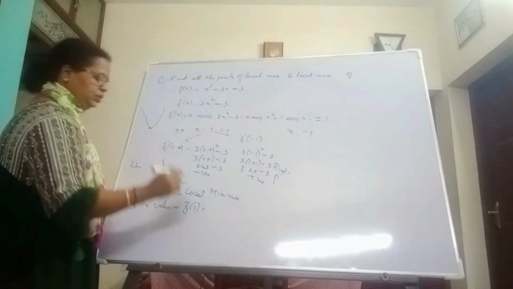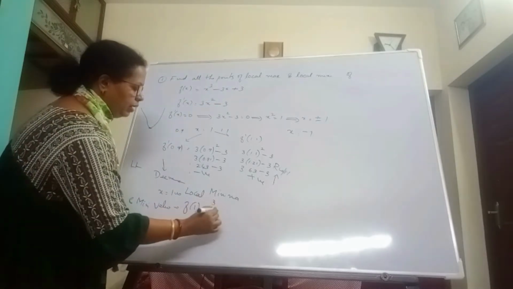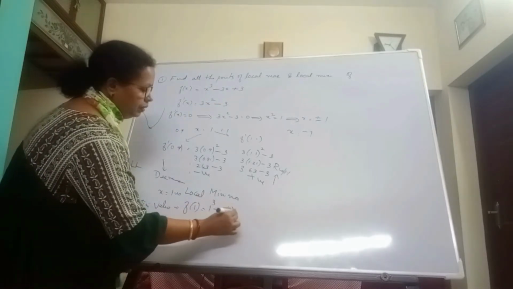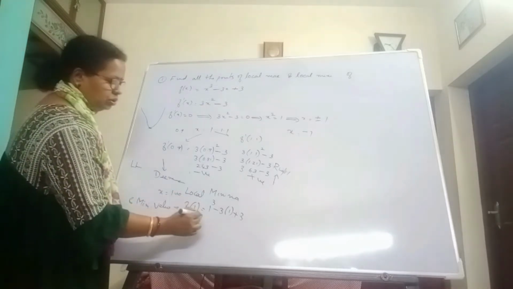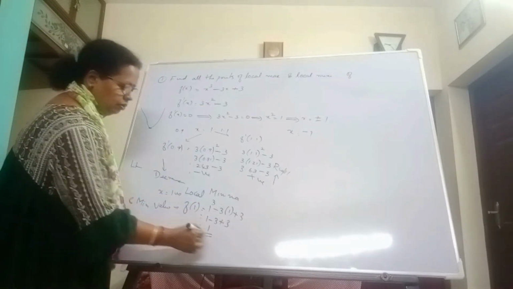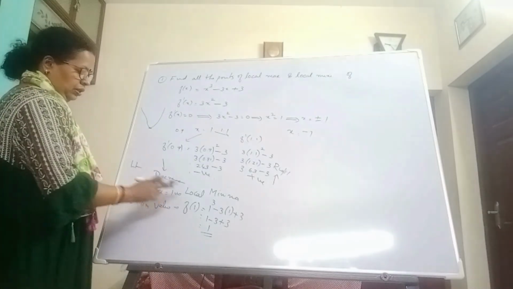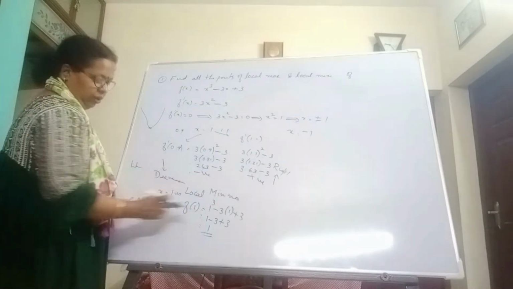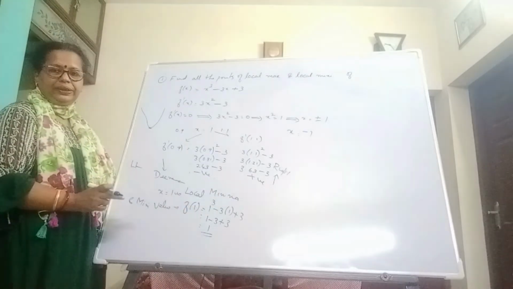We have to substitute it here. So 1 cube minus 3 into 1 plus 3. So 1 minus 3 plus 3. So it is 1. Minimum value is 1. So x equal to 1 is local minima and the minimum value is 1.